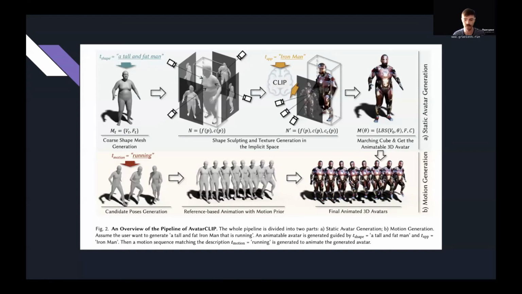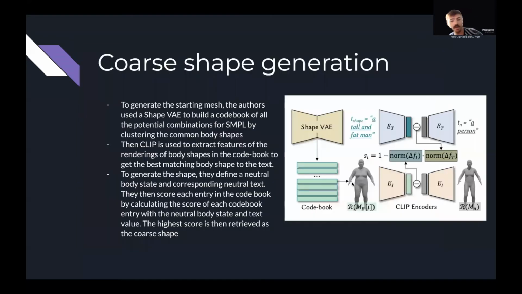Cool. Let's talk about each of these stages in some more detail now. So to generate the starting mesh, the authors used what's called a shape variational autoencoder to build a codebook of all the potential combinations for SMPL by clustering the common body shapes. So they clustered the common body shapes and basically built this codebook around those centroids.